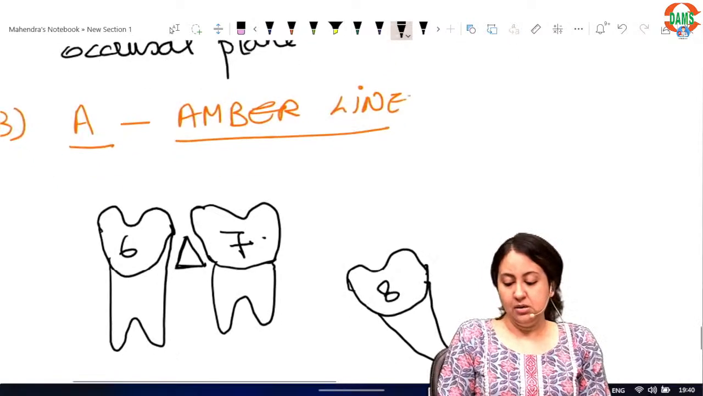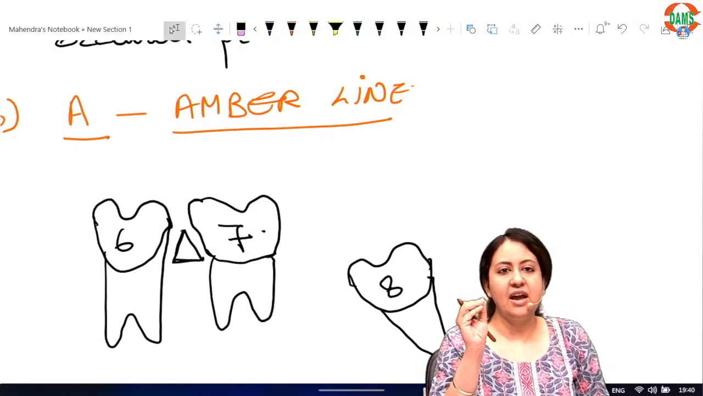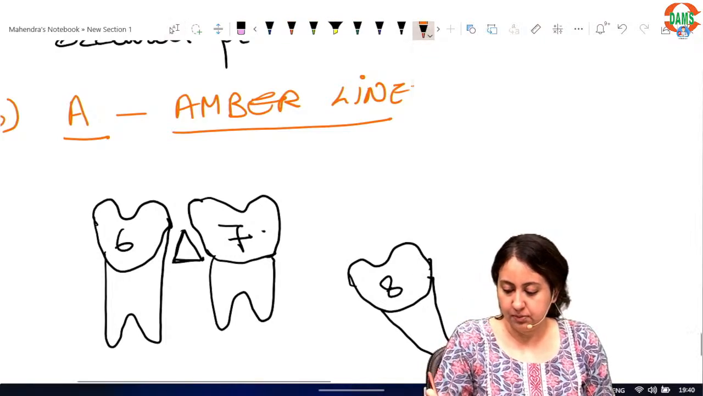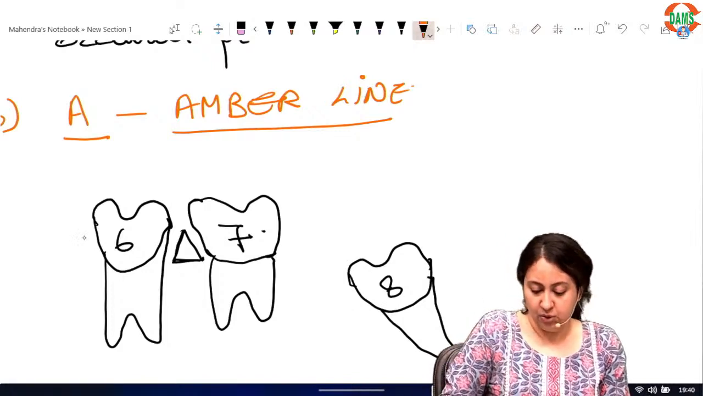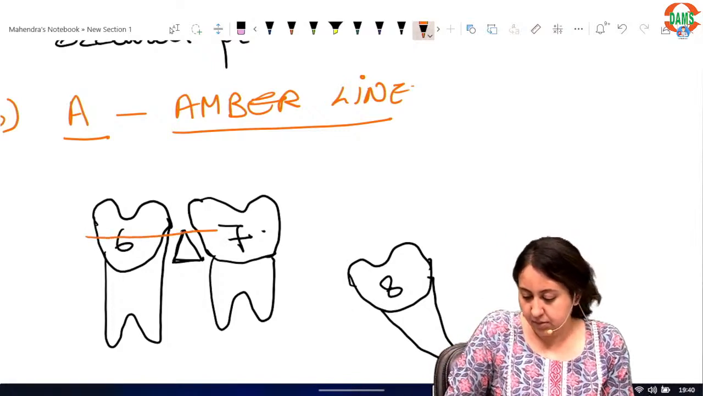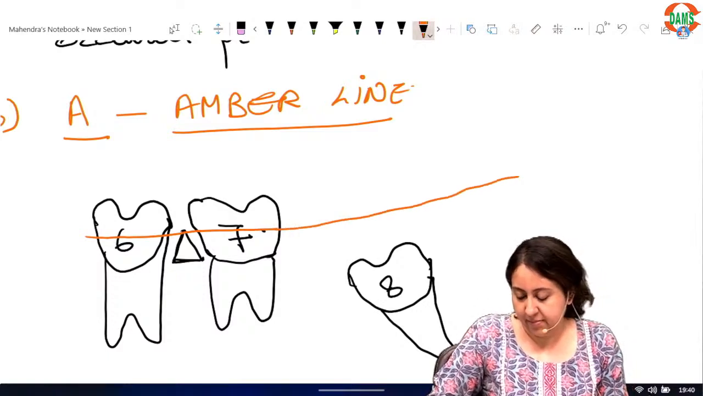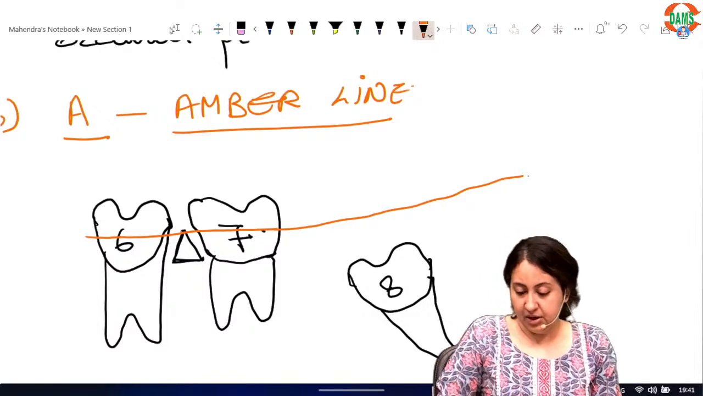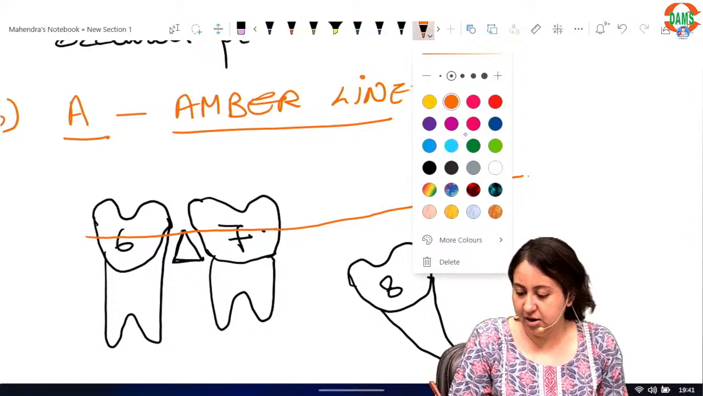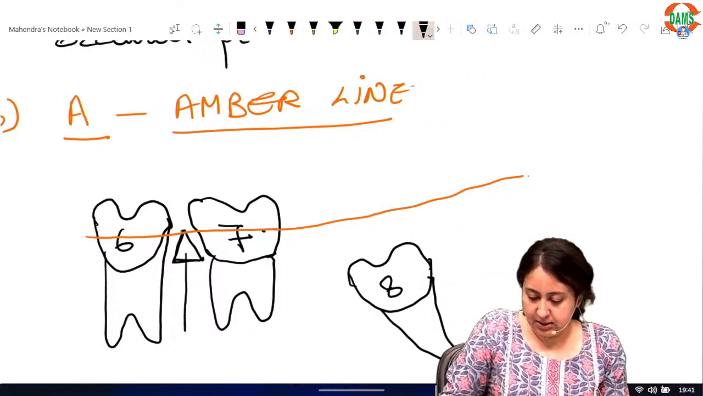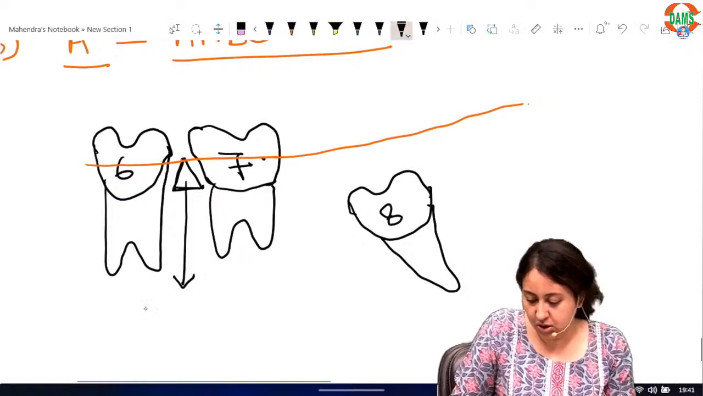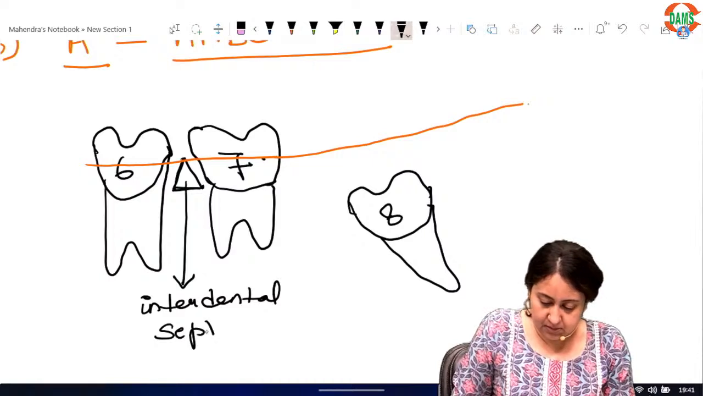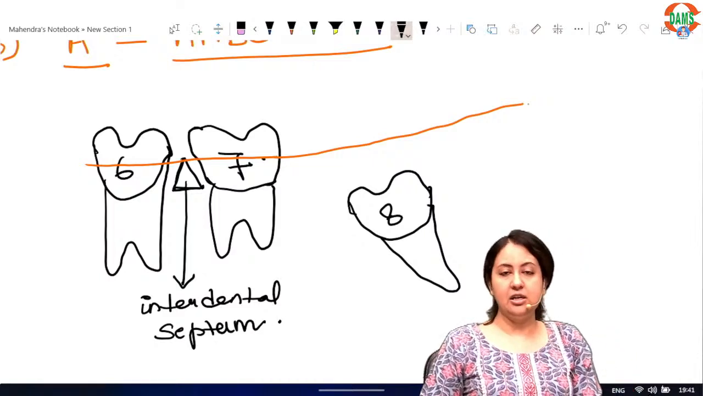The small triangle that I have drawn in the middle is your interdental bone. Now please have a look, how do we draw the amber line? This is your amber line, and here we mark the interdental septum. This thing that I have drawn is your interdental septum.